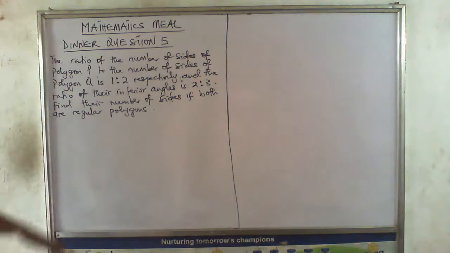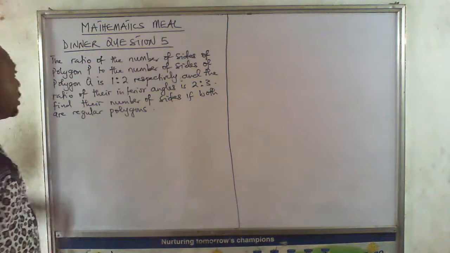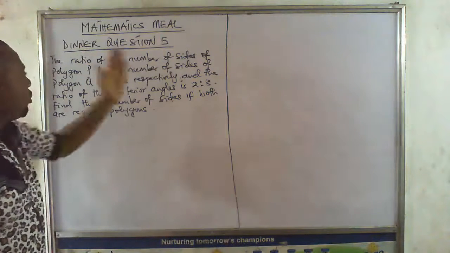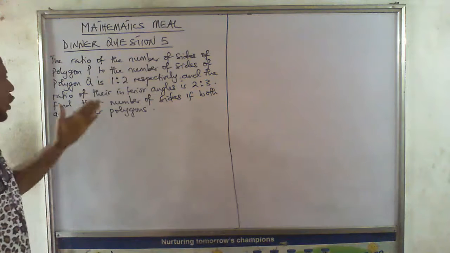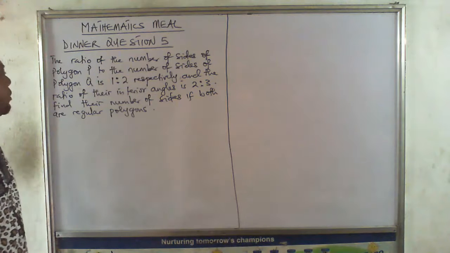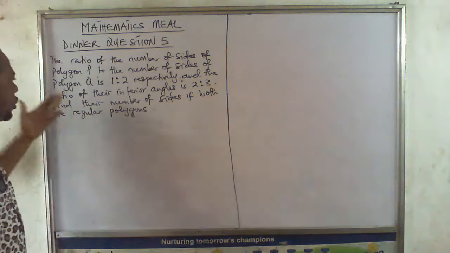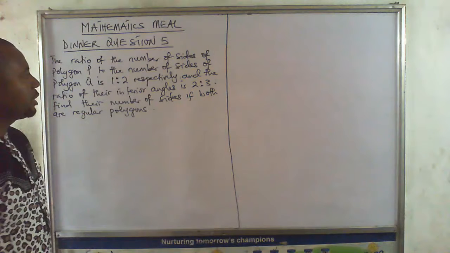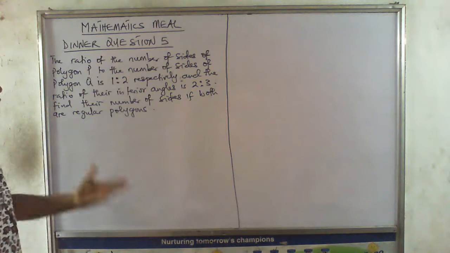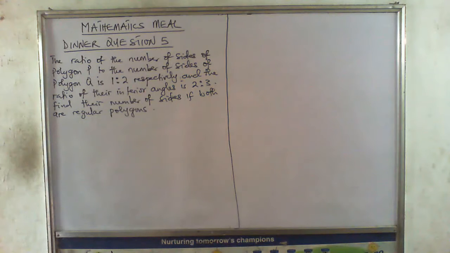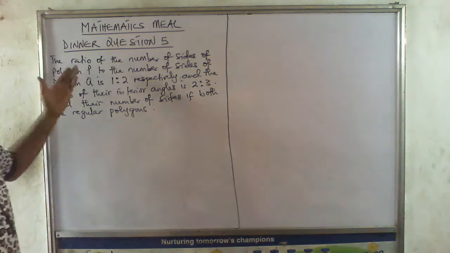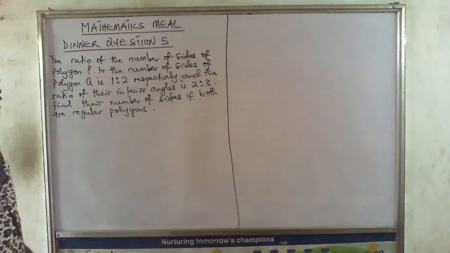Question 5, dinner question 5. The question is as follows: the ratio of the number of sides of polygon P to the number of sides of polygon Q is 1:2 respectively, and the ratio of their interior angles is 2:3. Find the number of sides if both are regular polygons. They are regular polygons. So it means that P is a regular polygon and Q is a regular polygon.